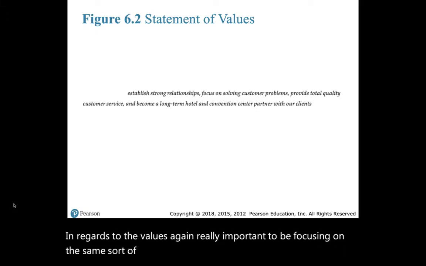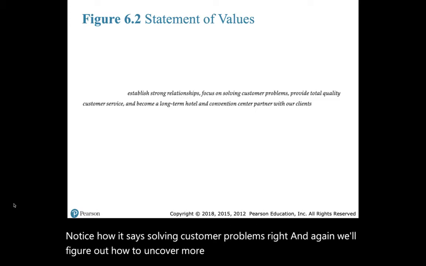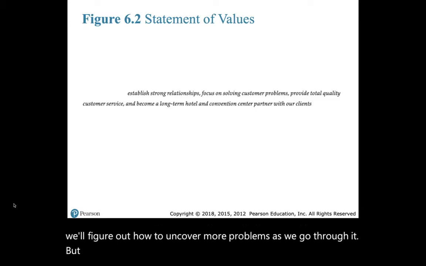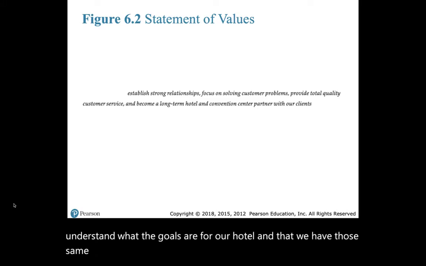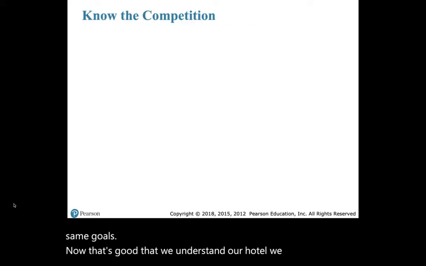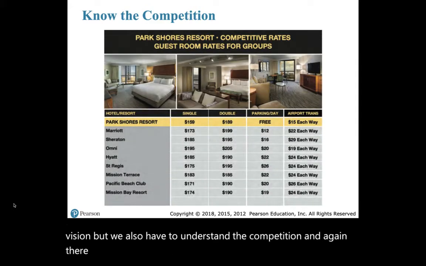So again, look at the strong relationship. Notice how it says solving customer problems. And again, we'll figure out how to uncover more problems as we go through it. But really important that we're aligned together, that we understand what the goals are for our hotel, and that we have those same goals. Now, that's good that we understand our hotel, we understand the vision, but we also have to understand the competition. And again, there's some great documentation throughout the appendix.